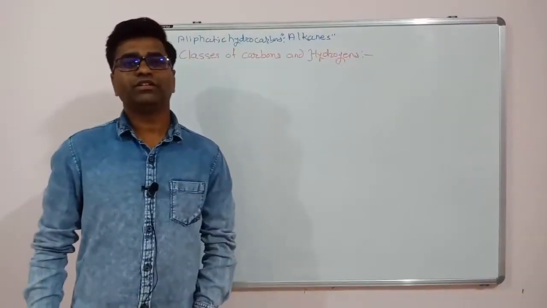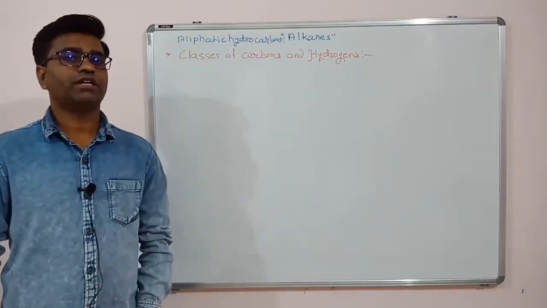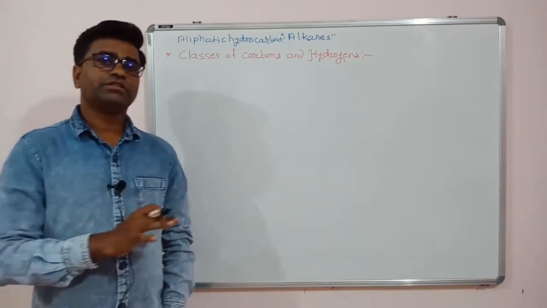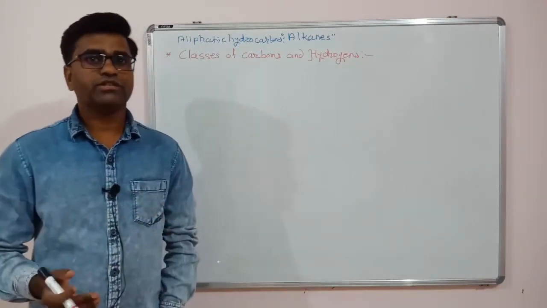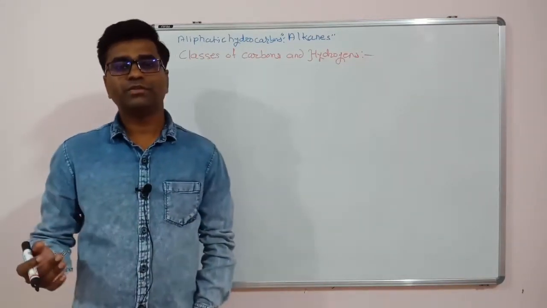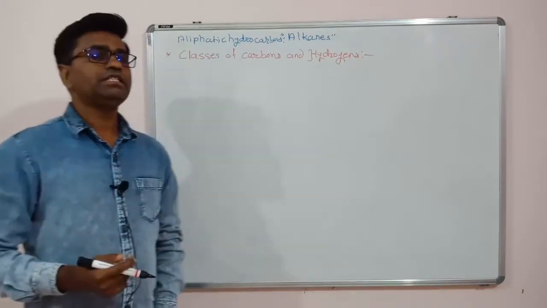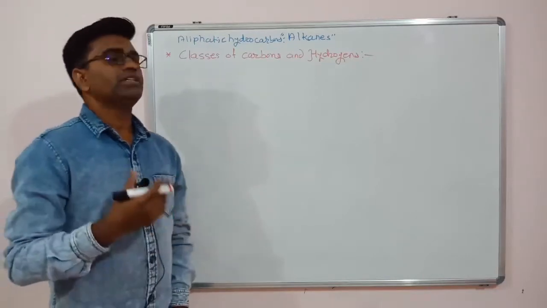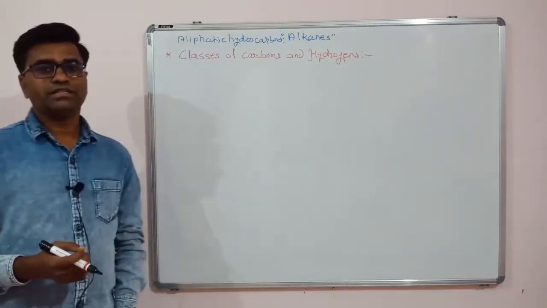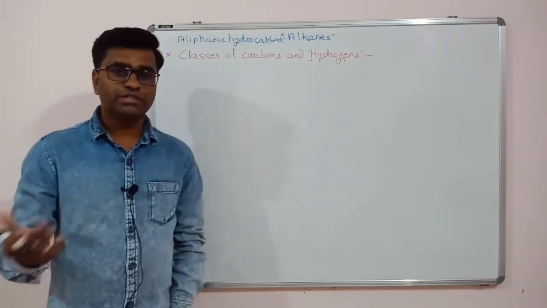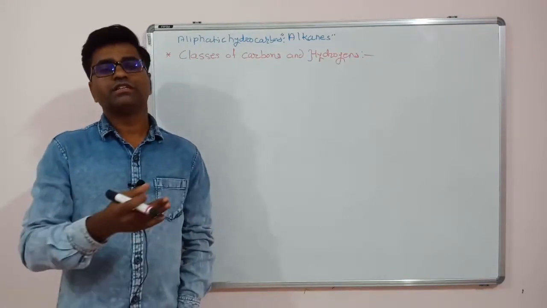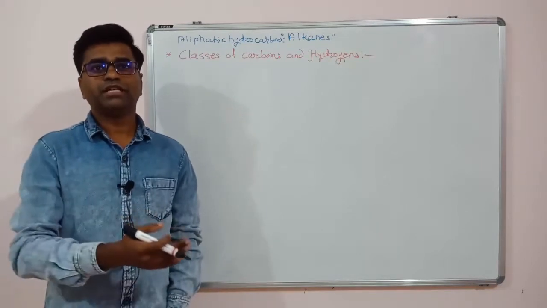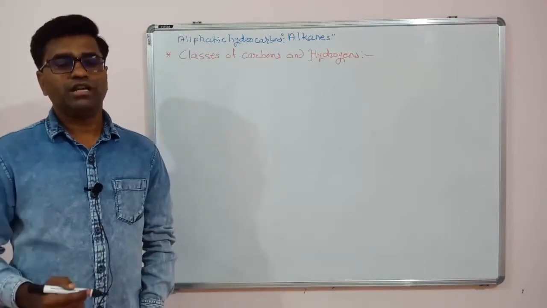Hello friends, in our ongoing chapter, that is hydrocarbons, we have started alkanes. So in that case we saw the nomenclature of alkanes, what alkanes are, definitions of alkanes, hydrocarbons. Now in this lecture we will learn about classes of carbons and hydrogens which are present in the alkanes. Then we will see the physical properties of alkanes. Then we will see some preparative methods, laboratory preparative methods as well as isolation methods of the alkanes.